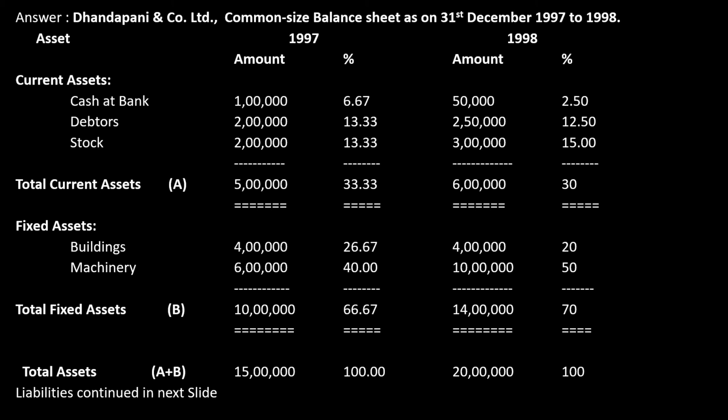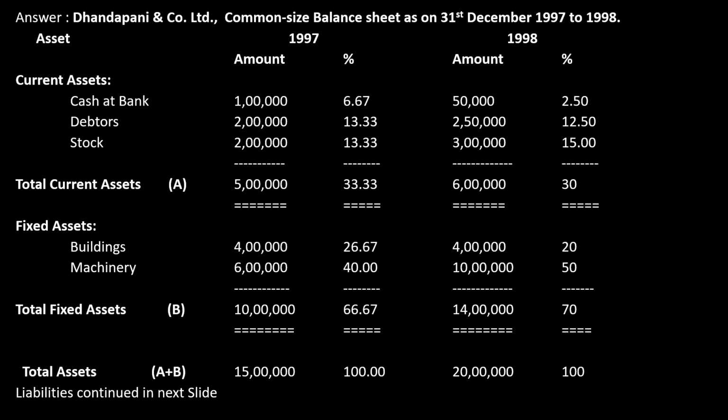Now I got the total separately for current assets and the total separately for fixed assets. The current asset total is named as A, my fixed asset total is named as B. A plus B will give me my total assets, that is 15 lakh. So 15 lakh by 15 lakh into 100 will give me 100. Is it clear? The same way I do for 1998 also.